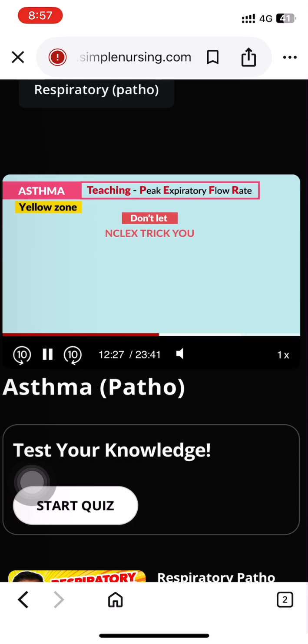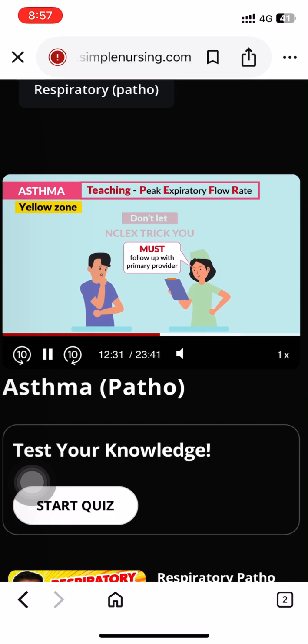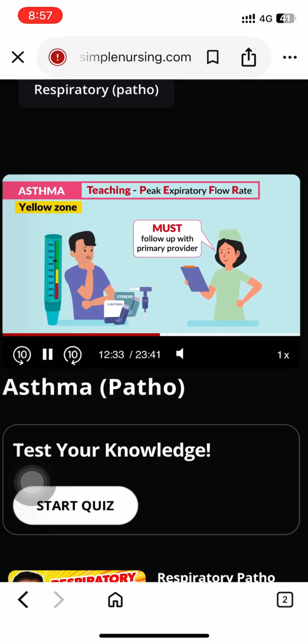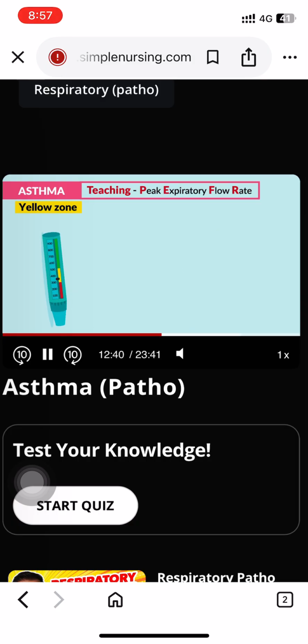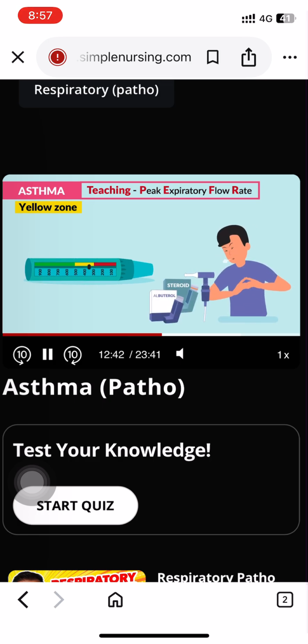The NCLEX will try and trick you here. Patients must follow up with their primary provider even if they return to the green zone after taking the rescue meds. Now, most students get this wrong on various question banks. Remember, yellow is a warning sign here. We need to mellow out that asthma with additional meds.